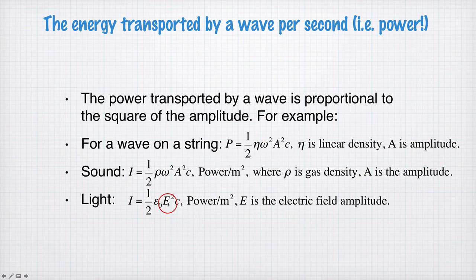So you can see these three equations for the power look kind of similar. Just because the waves are in different media, the amplitude is different. Here it's a displacement, here it's a displacement, here it's an electric field. The speeds are different because they're different waves, and the constant, in this case, it's a linear density, a bulk density. In this case, it's this constant that comes from electromagnetism.